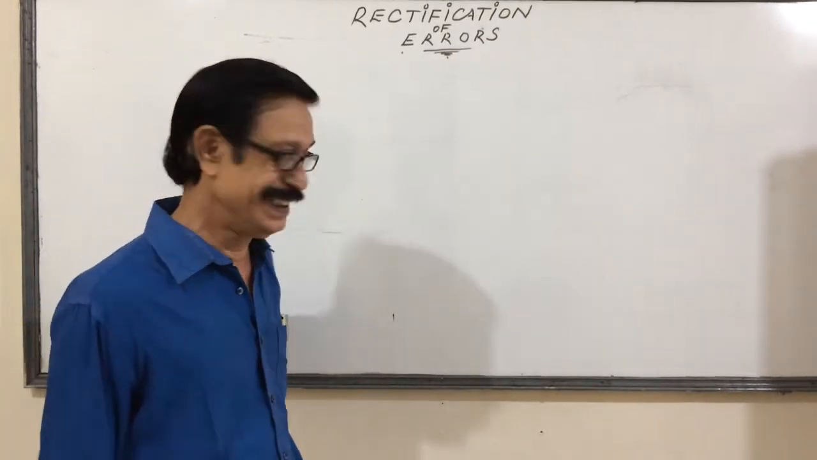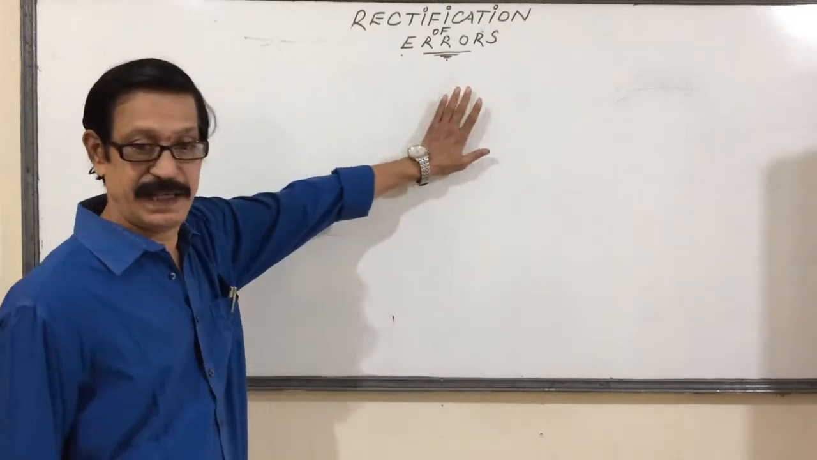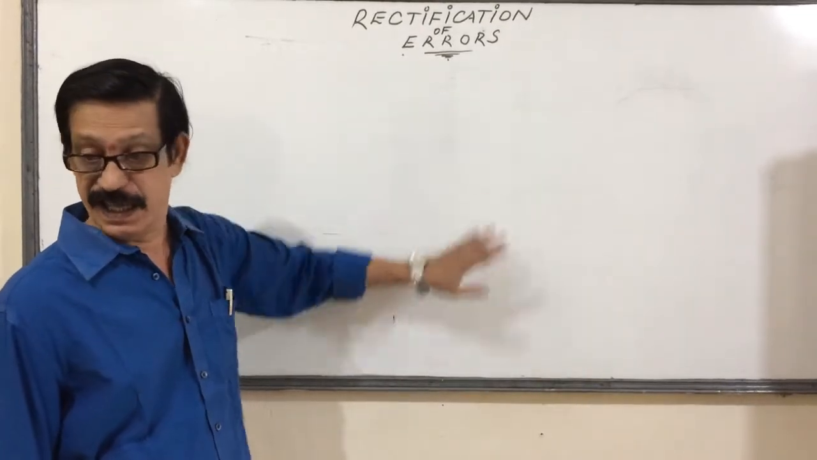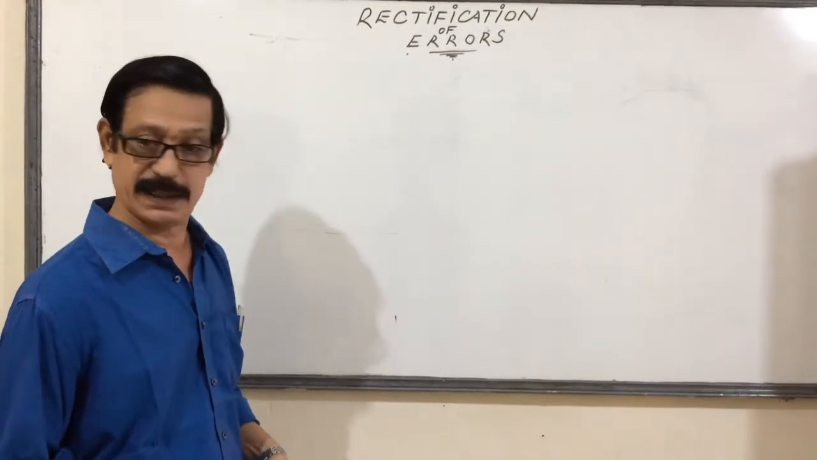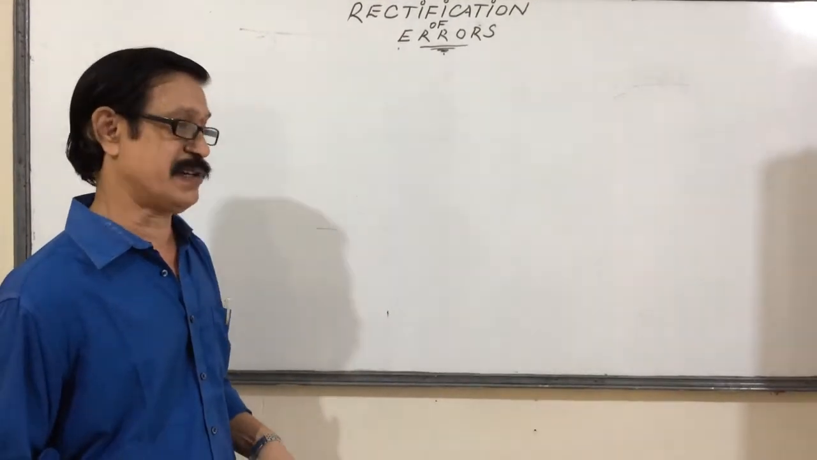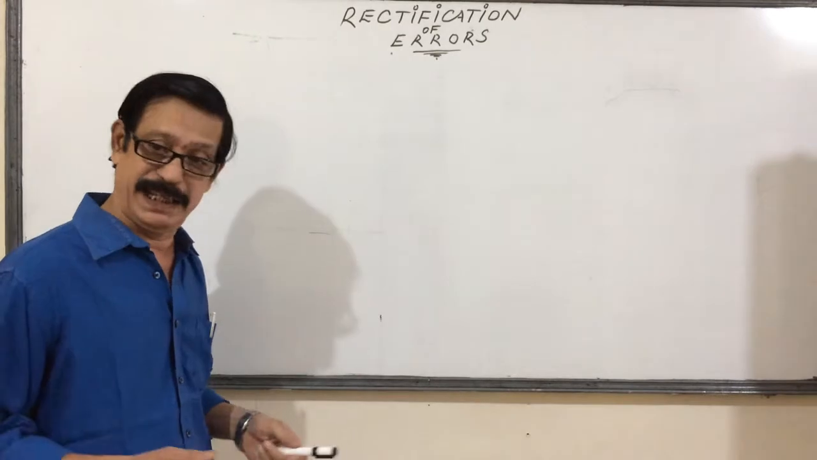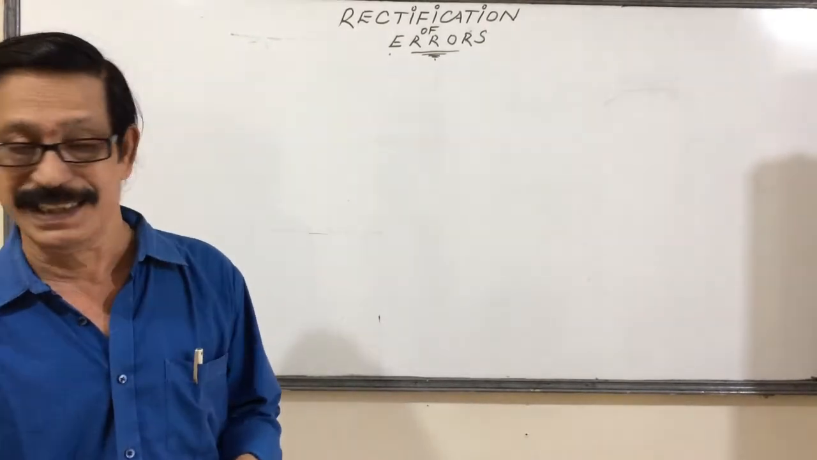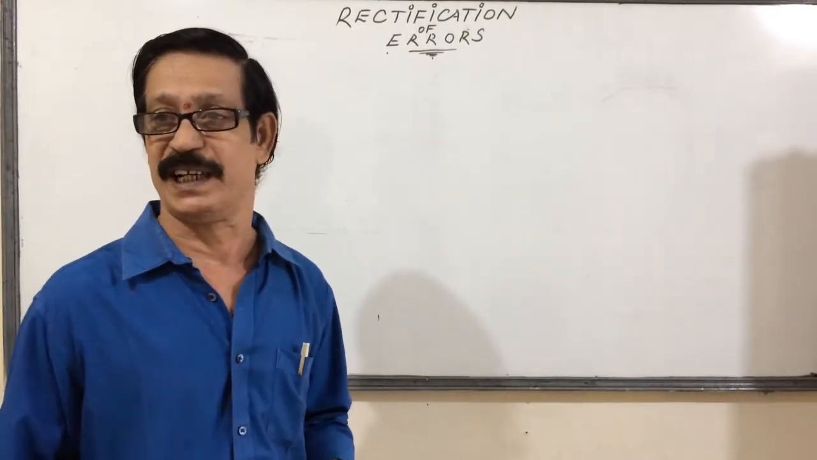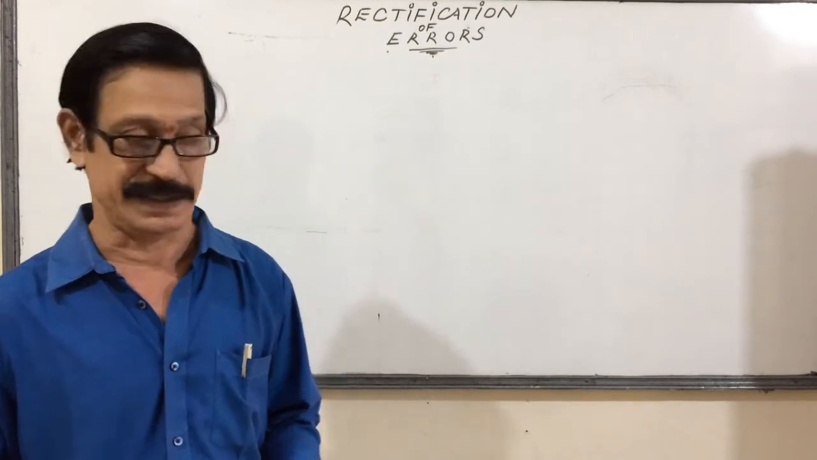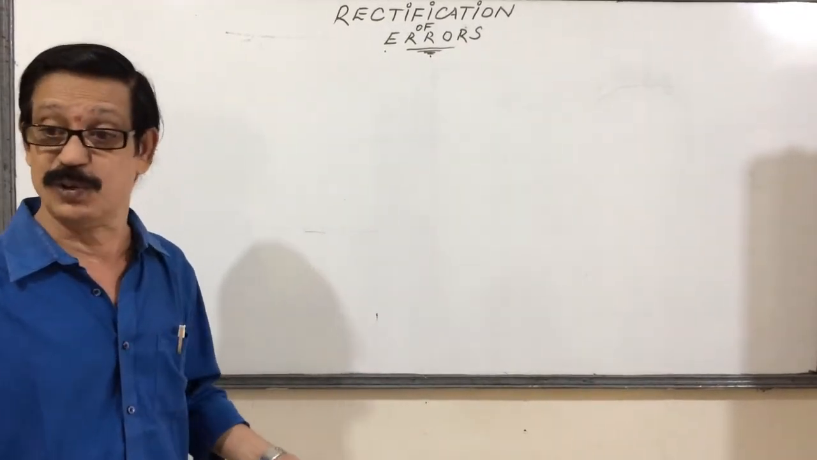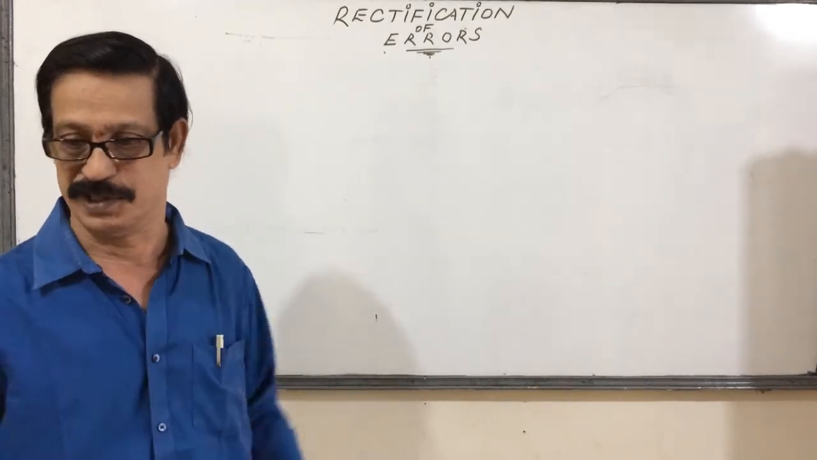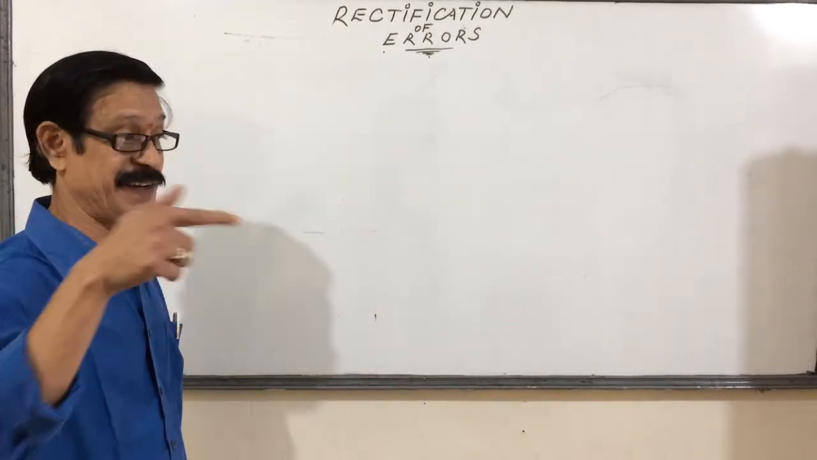Today our topic is rectification of errors. Rectification of errors is one of the important topics in accountancy. Why? Because the main objective of accountancy is to know the profit and financial position at the end of the year. We want to know the profit or loss, and we want to know the financial position, not physical position, at the end of the year.